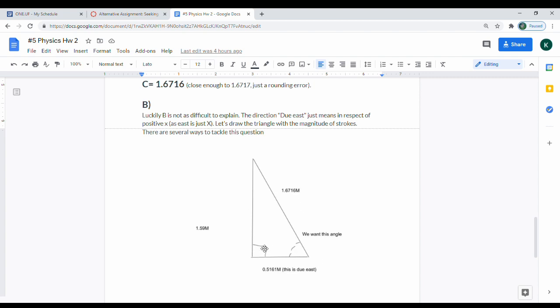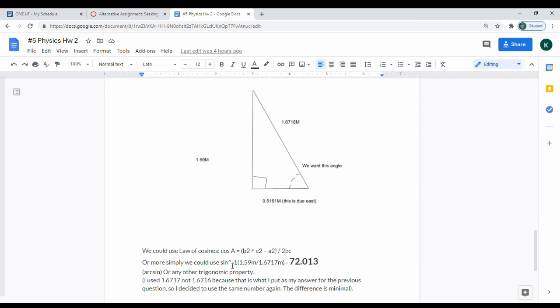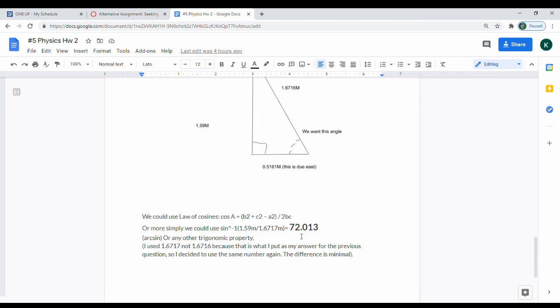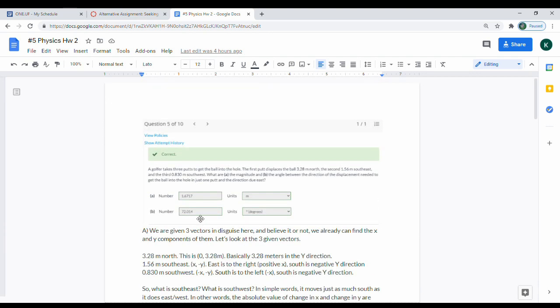We have this drawing, and it doesn't matter which order you put them in. And we want the angle of due east. So we want this angle right here, because this is on the x-axis. There are many ways to find this angle. You could use law of cosines, or you can just use arcsine, which is just arcsine of 1.59 divided by the total magnitude, and you will get the right answer of 72.013, or something very, very close to that.